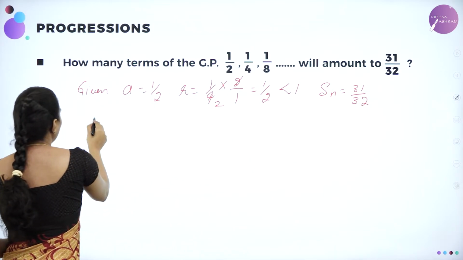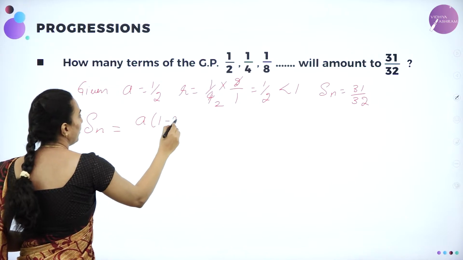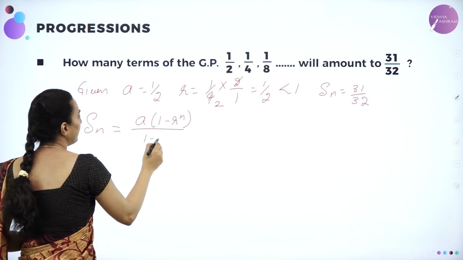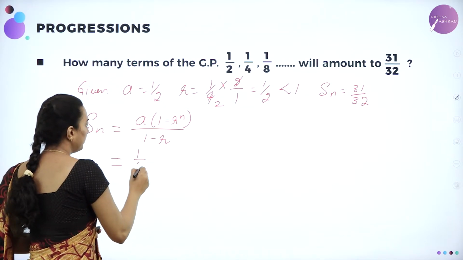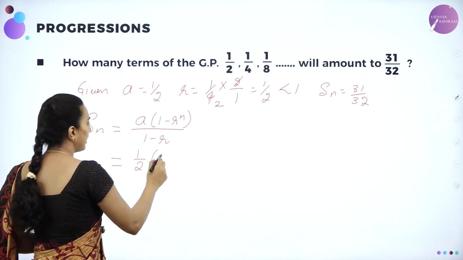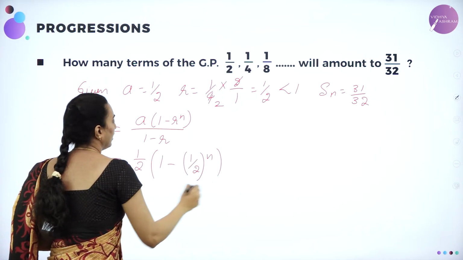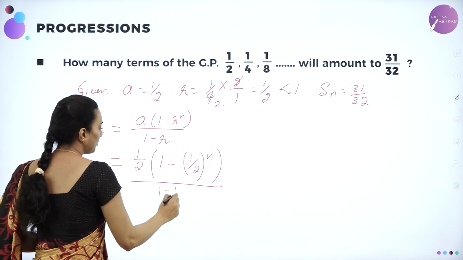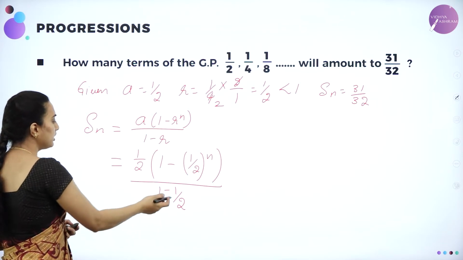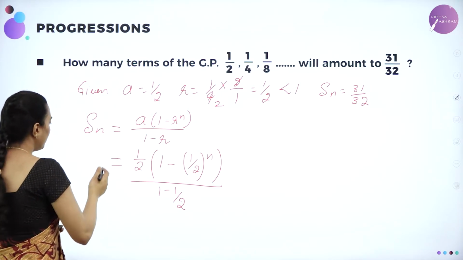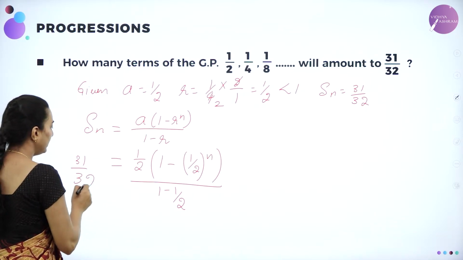So therefore we know that if r is lesser than 1, Sn is given by a into 1 minus r to the power of n divided by 1 minus r. So therefore a we know that it is 1 by 2 into 1 minus r to the power of n, which is 1 minus 1 by 2 to the power of n divided by 1 minus 1 by 2. You know 1 minus 1 by 2 is 1 by 2 only. So with this 1 by 2, 1 by 2 will go. So here Sn they have given as 31 divided by 32. We'll write it as it is.